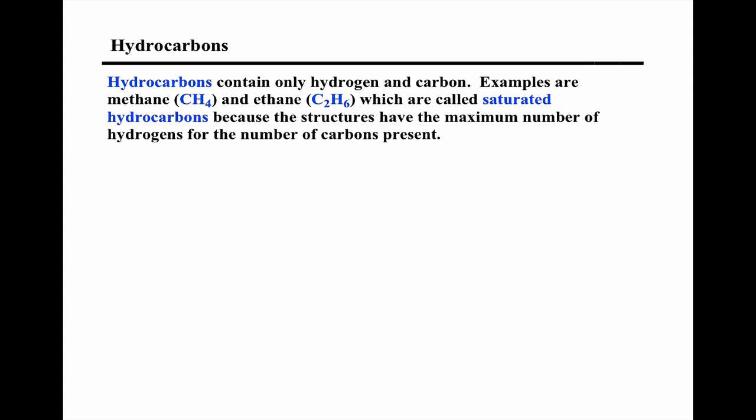So some common examples are methane, CH4, and ethane, C2H6. These are saturated hydrocarbons because we have the maximum number of hydrogens that those carbon atoms can actually hold on to, so to speak, in these molecules. Okay?